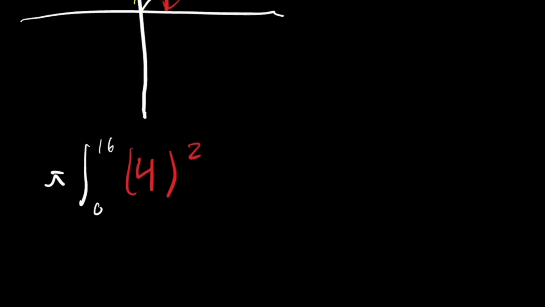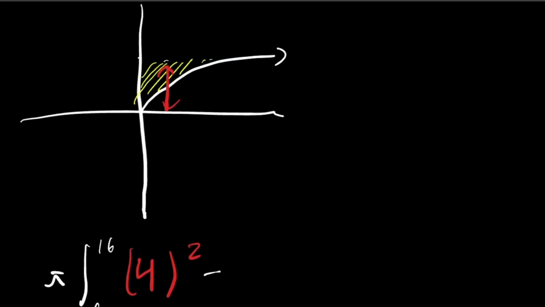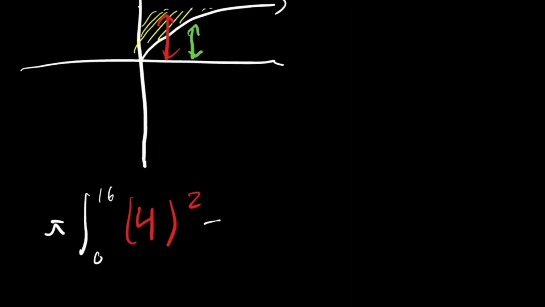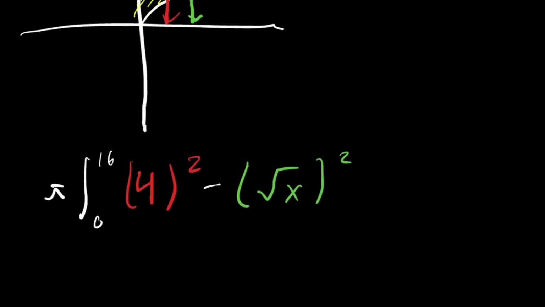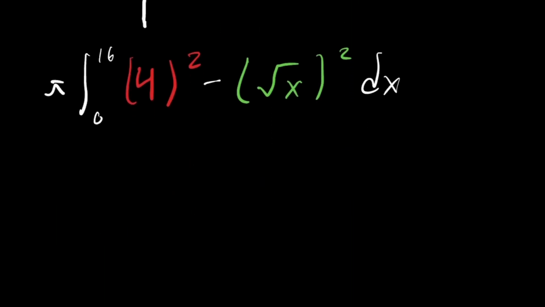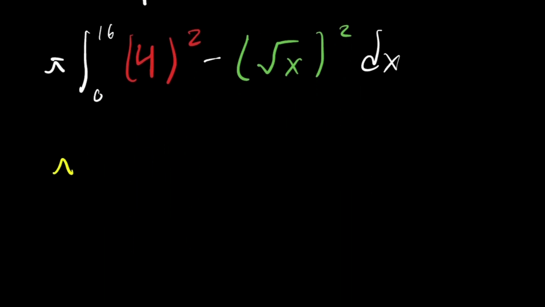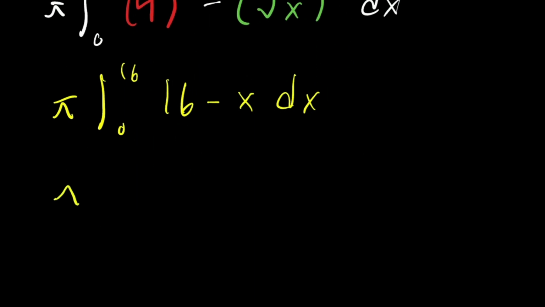squared minus our little r, which is this distance, which is, well, let's write it in green, root x squared. Actually, this might not be too bad. So now we're left with pi times the integral of 16 minus x dx. Yeah, that's not too bad.